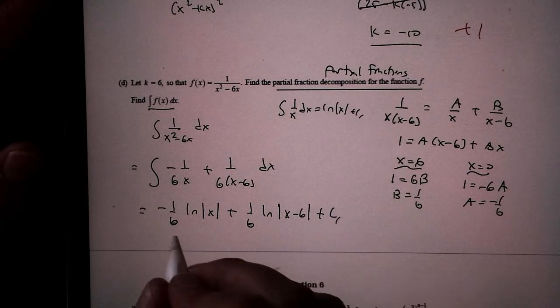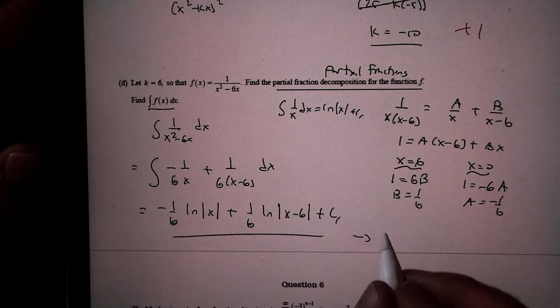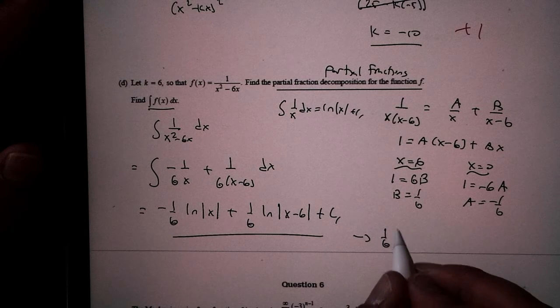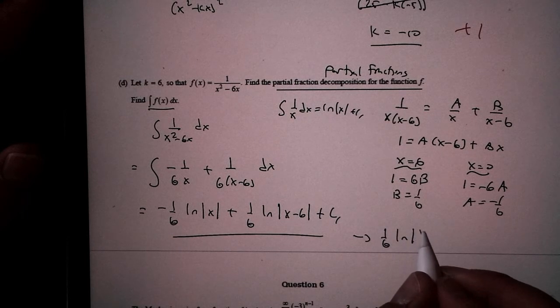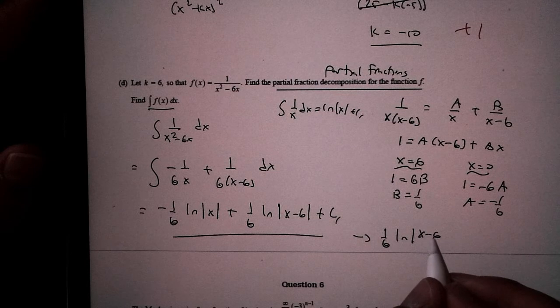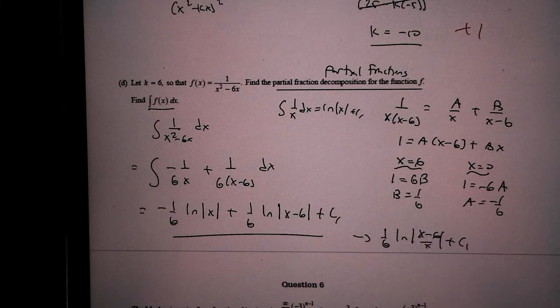Now, if you want to, you can leave it like this. That's fine. If you want to simplify it, this becomes 1/6 natural log of x minus 6 over x plus c. You can write it like that if you want.